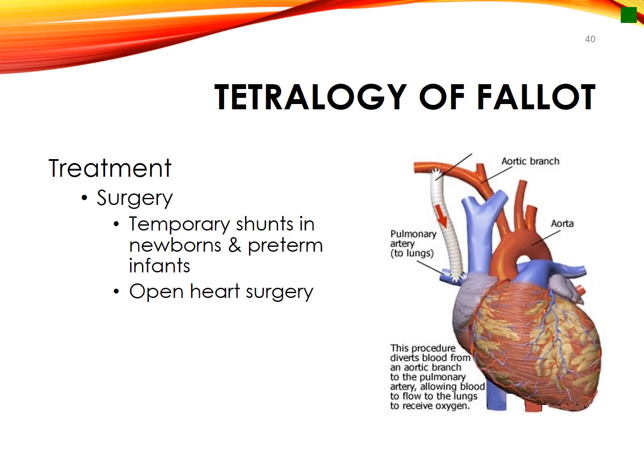So our treatments, what can we do for a heart that has this many issues? Our treatment goal is to increase pulmonary blood flow. We want to get blood to the lungs to help with that hypoxia. So our surgery is going to be temporary shunts for newborn and preterm infants, and we're going to have open heart surgeries. These kiddos are going to have several open heart surgeries, looking at fixing as much as possible the lungs, getting that blood flow to the lungs.